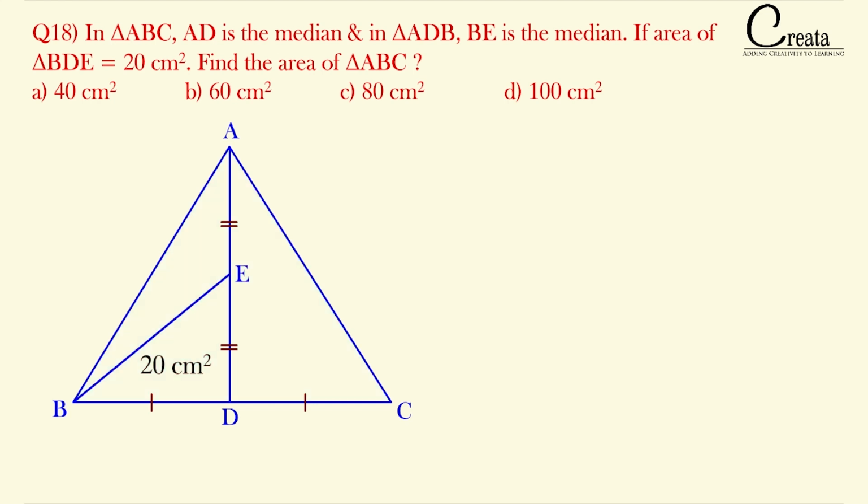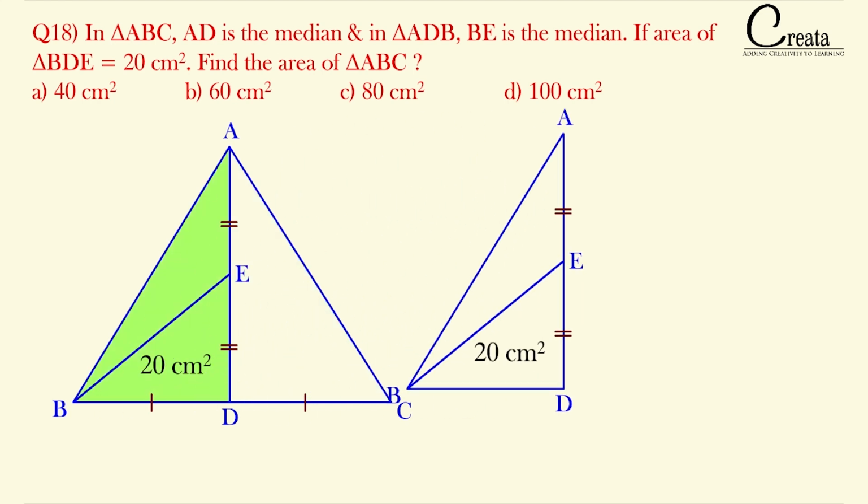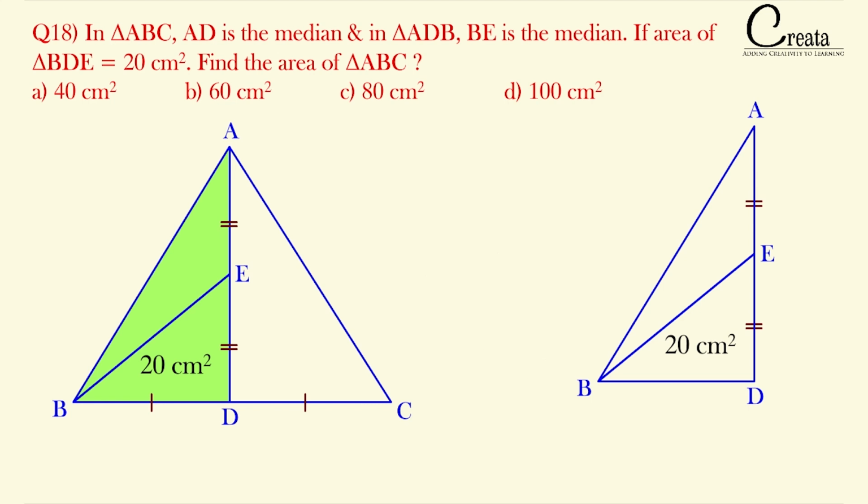If we observe the triangle ABD, only this triangle, here E is the midpoint of AD, meaning the ratio of AE to ED will be equal to 1:1. Okay, E is the midpoint, so both of these line segments will be equal to each other. The area of the triangle BED is given as 20 cm square.